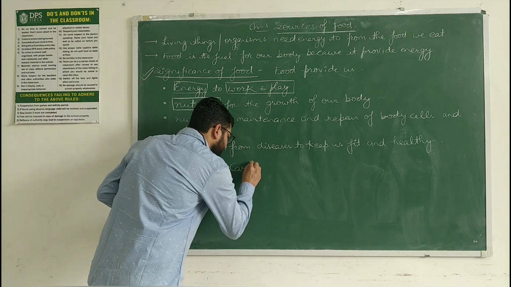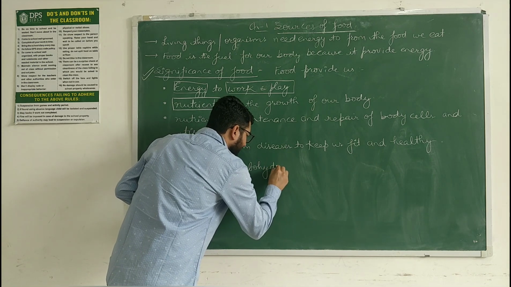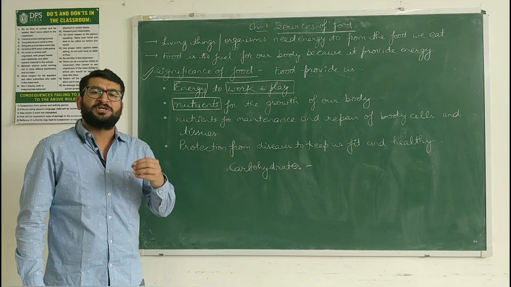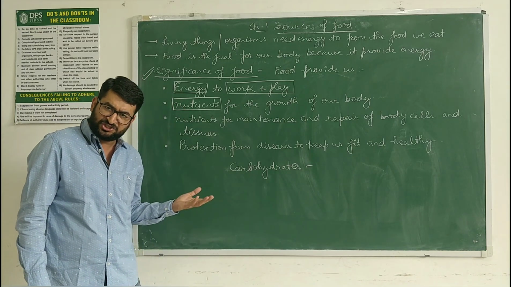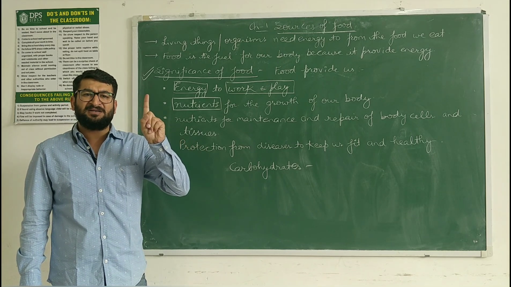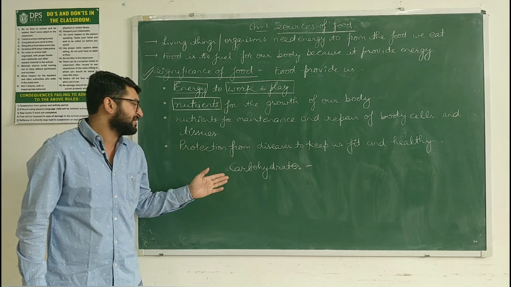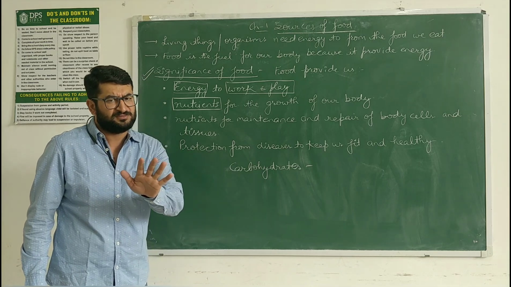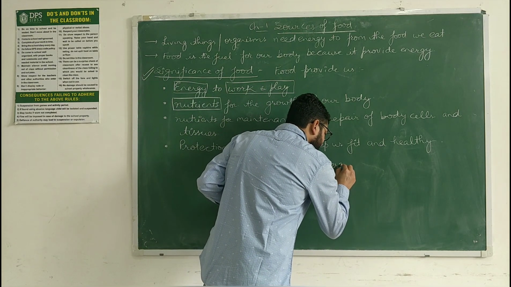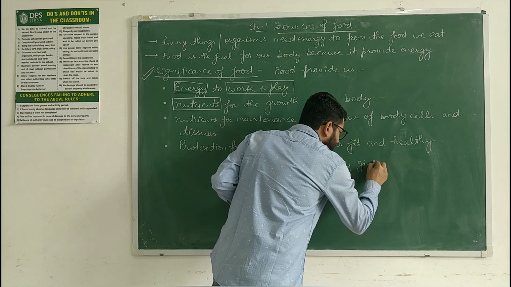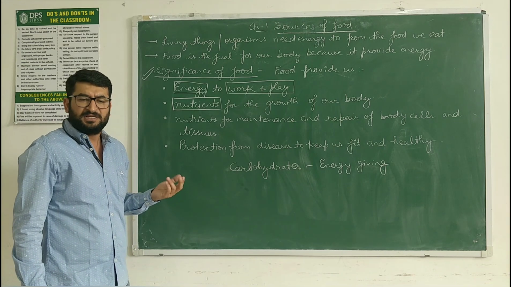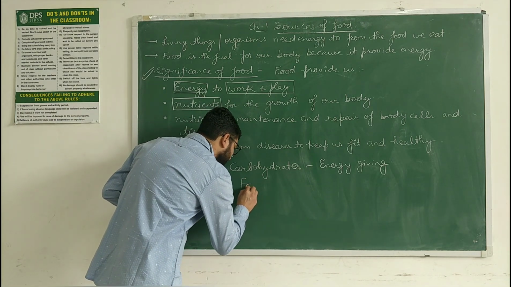The first is carbohydrates. ग्लूकोज, फ्रक्टोज, ऑल दीज आर कार्बोहाइड्रेट्स. स्टार्च, these are carbohydrates. The compounds made up of carbon, hydrogen and oxygen are known as carbohydrates in the most common definition. These carbohydrates are energy giving nutrients, energy providing nutrients. They provide us energy. The second is fats.